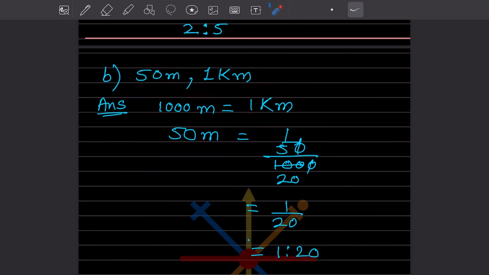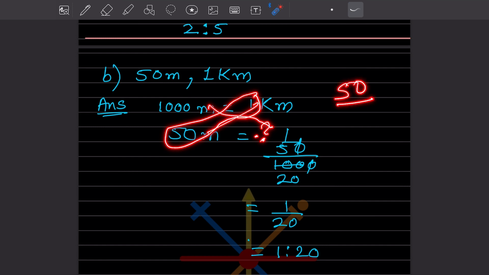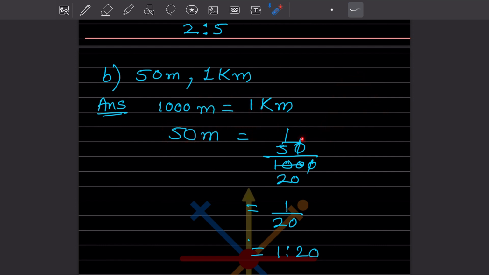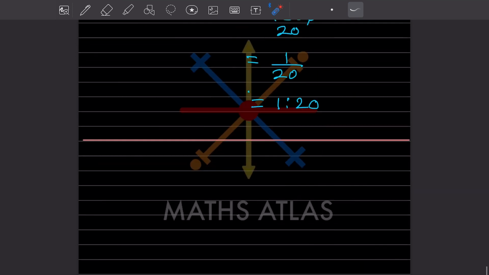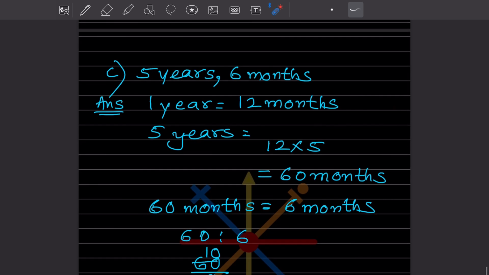So again, we are going to cross multiply. We don't know how much kilometer that is. So 2 numbers means this 50 into 1, that is going to be 50. So you are going to write it in the numerator. And here there is only one number on this line, so 1000 will go in the denominator. It is the same as what we have written over here. Now this zero and this zero go off. So 5 ones are 5, 5 twenties are 100. So that is 1 by 20, which is nothing but 1:20.